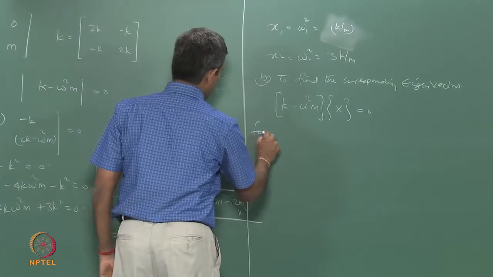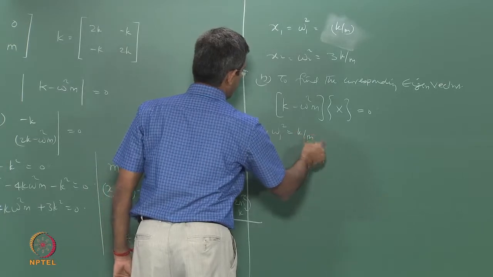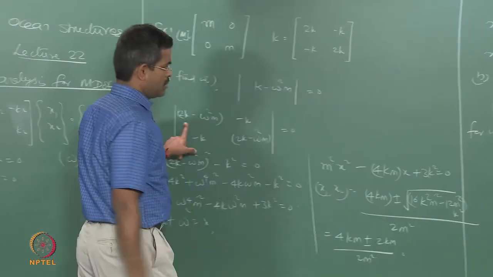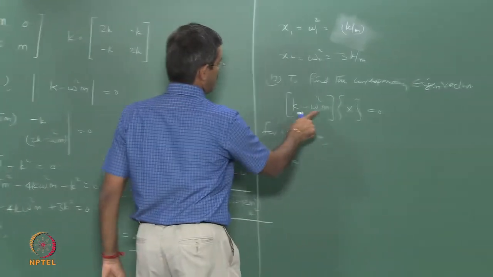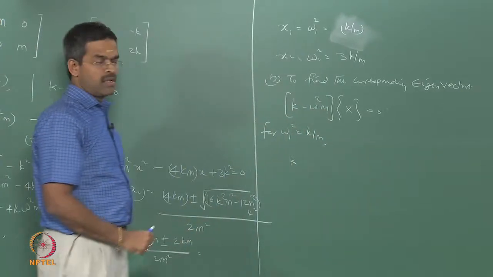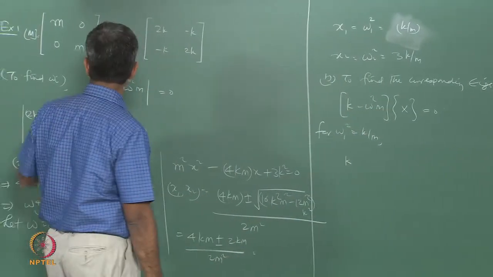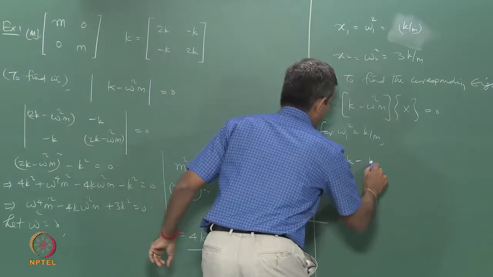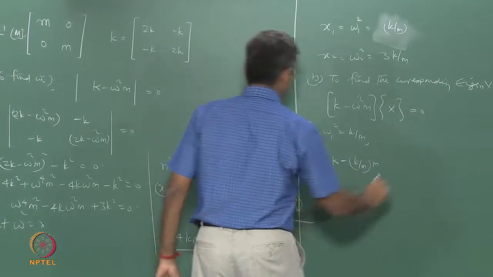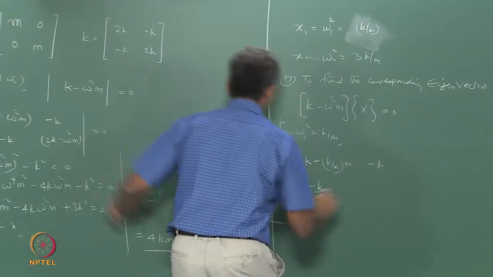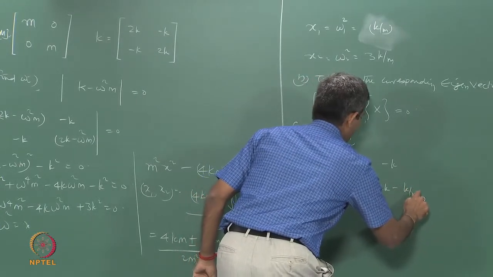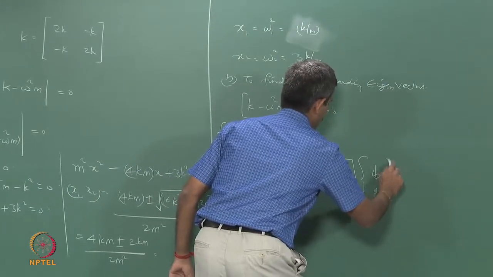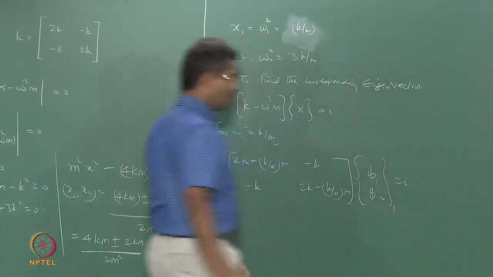So, for omega 1 square equal to k by m, let us say k, that is this value. These are all individual matrices, remember, it is not a single value of k and single value of m. So, we are talking about a multi-degree freedom system equation. So, 2k minus omega square, I must substitute k by m here. So, k by m of m, minus k, again 2k minus k by m of m, of, let us say, phi 1 and phi 2 is set to 0, that is the first mode shape.